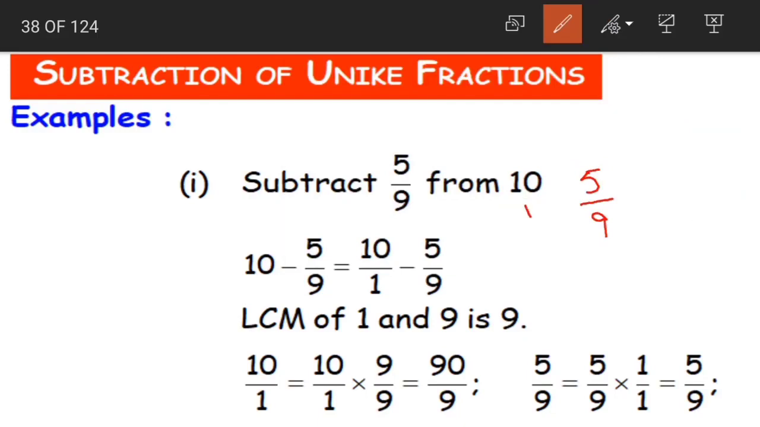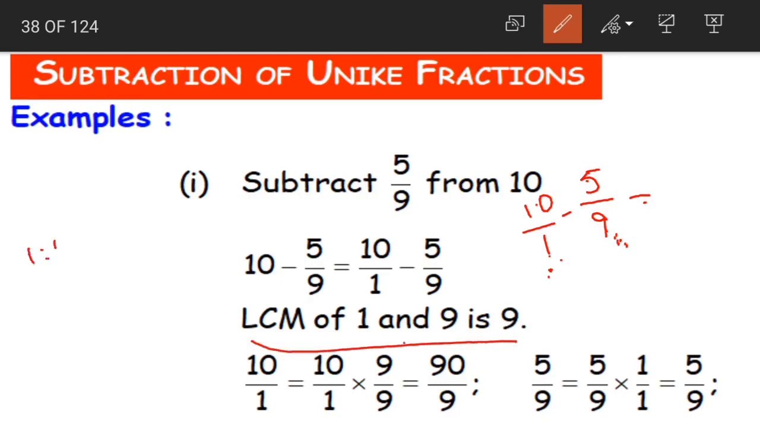5 by 9. Subtract 5 by 9 from 10. That means 10 by 1 minus 5 by 9. Now here the denominators are different. What will we do, children? What should we do? What did we do in addition? Yes, we took the LCM of 1 and 9.